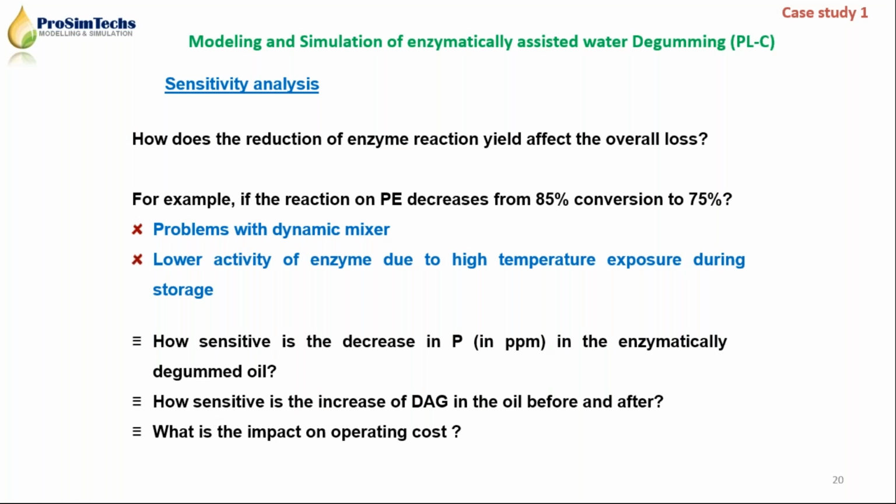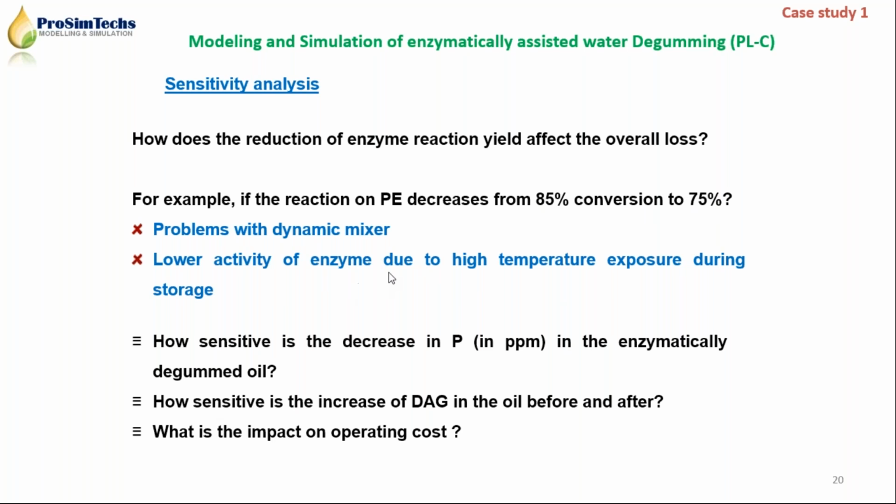Let us consider that we have a reduction of the enzyme reaction. Typically the conversion of the PLC acting on PE and PC is about 85%. Now let us consider a decrease of this conversion, from 85%, which is the value I have now in the model, to 75%.